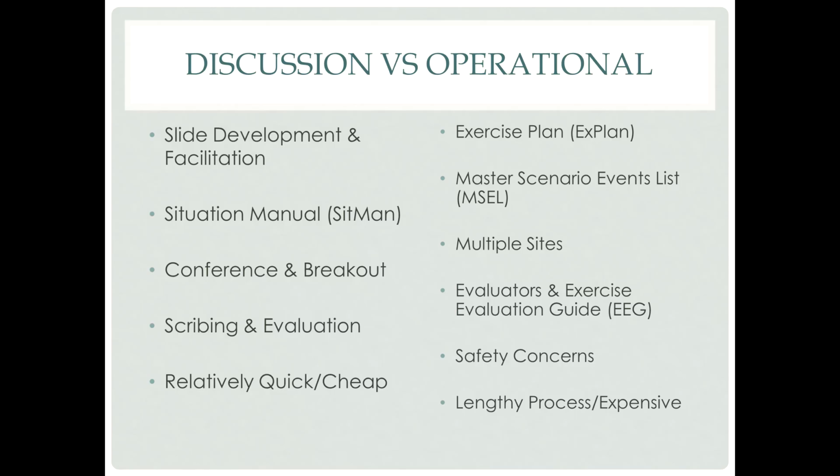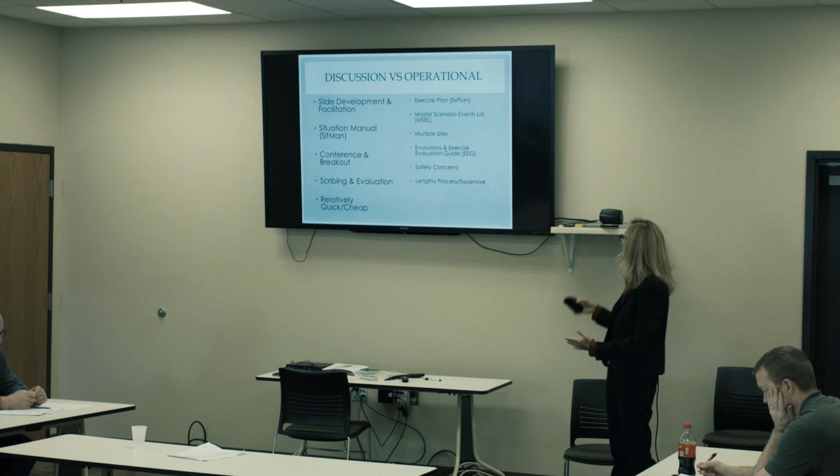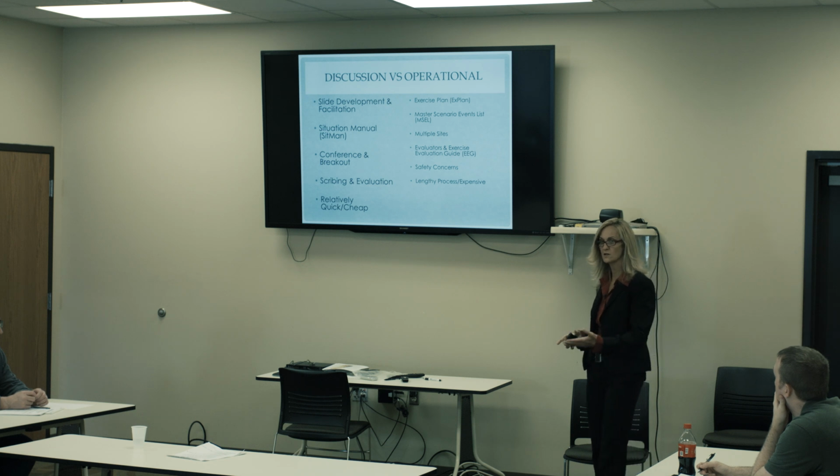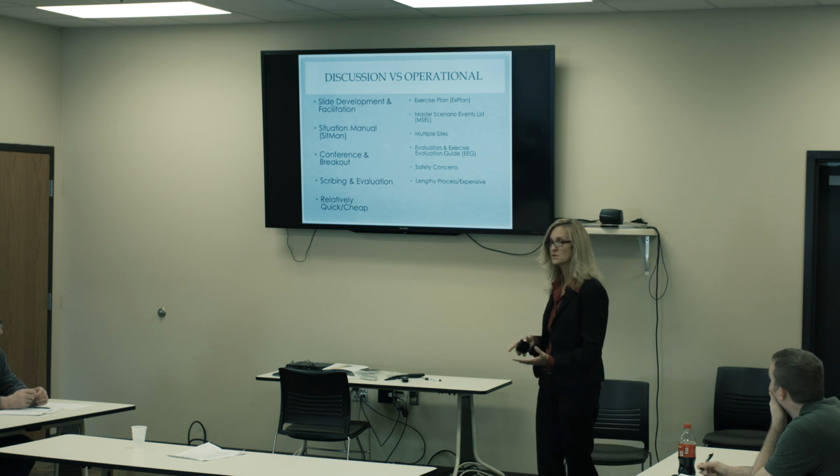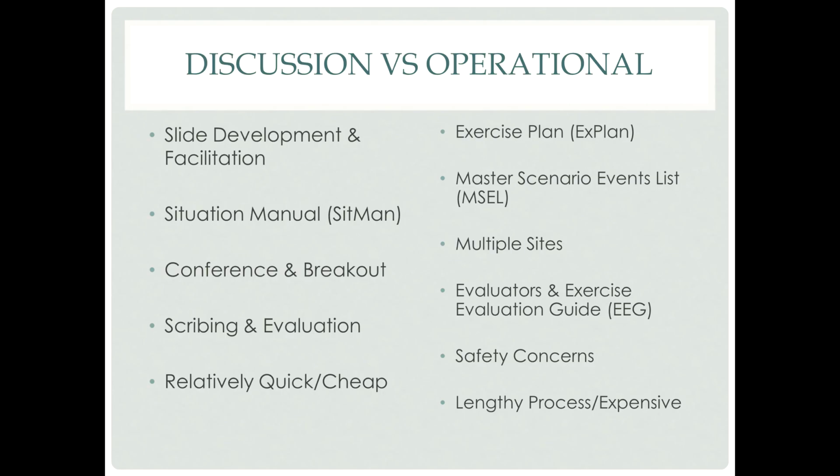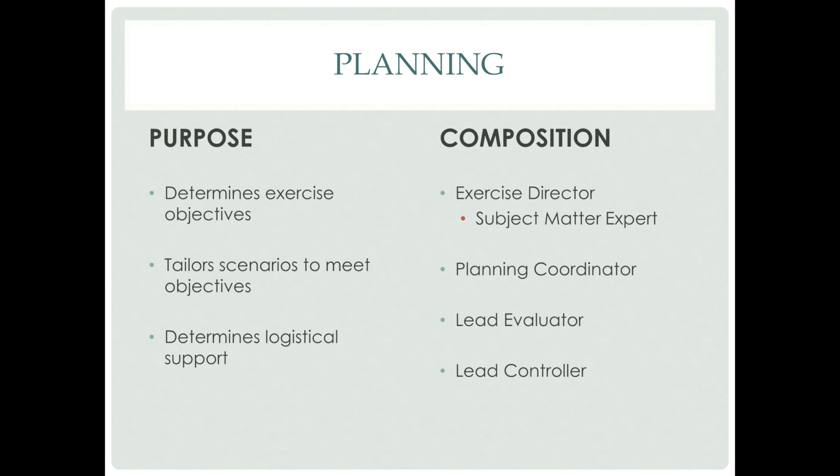You have evaluator and exercise guides, EEGs. This is just a way to verify whether or not you're meeting your objectives. Typically in an operations-based, you have a controller that helps to control the exercise to make sure the rhythm is going okay and the objectives are being met. And then you have evaluators that are evaluating the activities or actions based on what they're seeing in the exercise. Operations-based, you'll have probably more safety concerns because people are moving, you're shuffling things around, as opposed to a tabletop, you're basically sitting most of the time and not a lot of safety concerns. And then more of a lengthy process and more expensive because you're using more staff time, maybe some equipment, bringing in other folks.